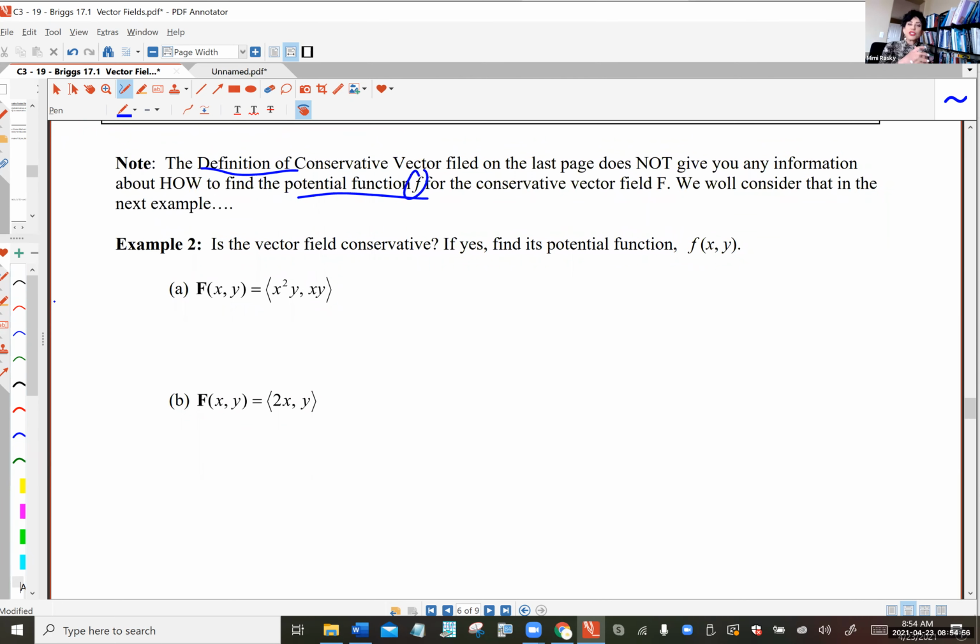But first you have to show it's conservative, because if it's not a conservative vector field, then no potential function exists. And I like to call this potential function mama. So mama only exists if the vector field is conservative. Then we'll go get mama. Here's a nice vector field. Conservative, yes or no? If yes, go get mama. Go get that potential function, little f.